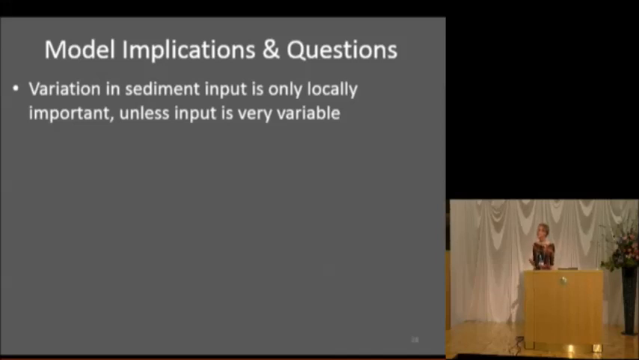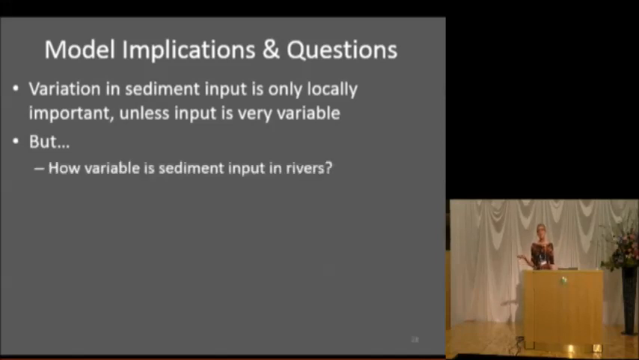But, it's always a but, how variable is sediment input in rivers? You know, how do those numbers in the table on the previous slide actually compare to what we see in a real river system?